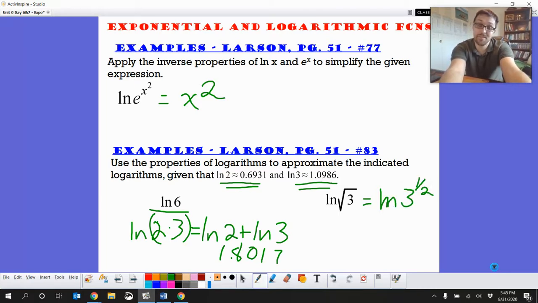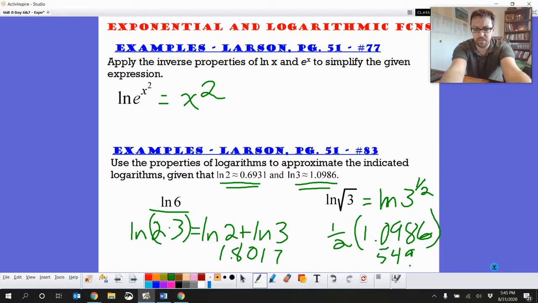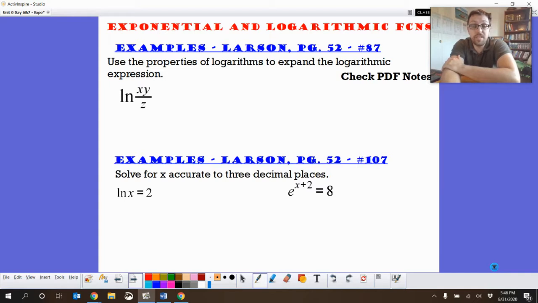In the next one, we want to change that thing into an exponent, ln of 3 to the 1/2, and then we can bring that exponent in front. So 1/2 of the ln of 3, which is 1.0986. And then we just got to cut all that in half. So that's 5, this is 45, and then 9, and then 3. I might have done that slightly wrong, but you know what I'm doing. I'm taking the decimal and cutting it in half. All right. If you want to see another example where we're just doing this with variables, you can check out the PDF notes, but it's going to follow the same ideas.